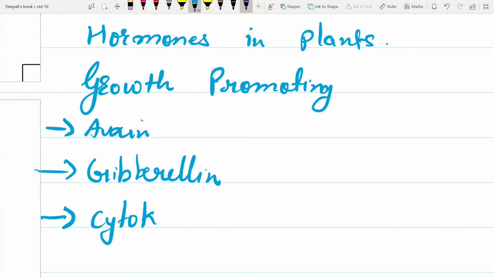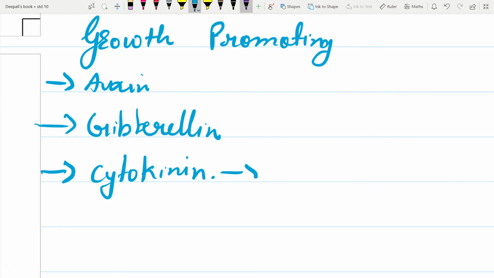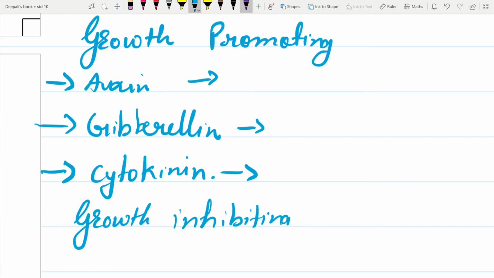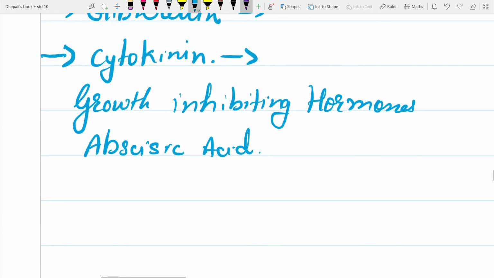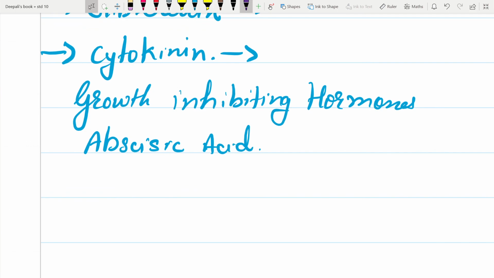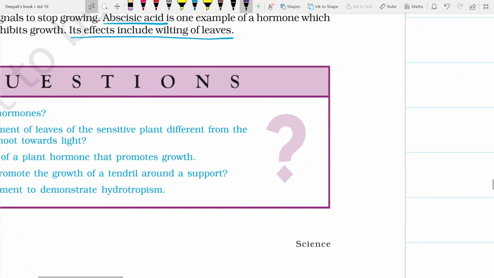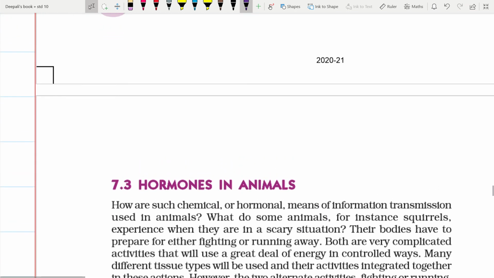Cytokinin is naturally present in higher concentration in areas of rapid cell division so that the fruits and other parts grow faster. And you have the growth inhibiting hormone, that is abscisic acid. So these are the different plant hormones which help in control and coordination of the plant. In the next session, we are going to study animal hormones. Thank you.